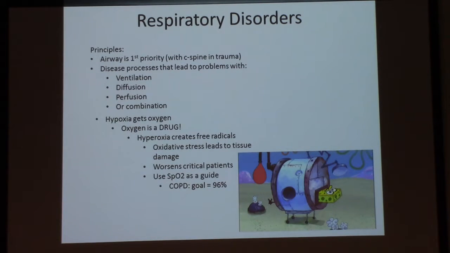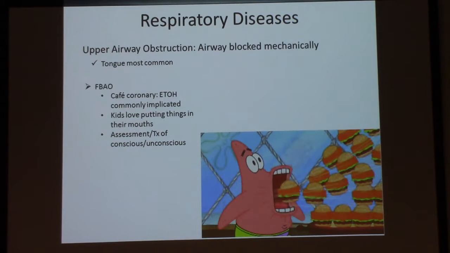We want to make sure too that when we're assessing someone with airway, we've got to figure out why they're having the problems breathing that they're having. Is it a real true ventilation problem? Is it a perfusion problem? Or is it something that could be both? So we start with our obstruction for upper airways. Yes, the tongue is the most common reason.